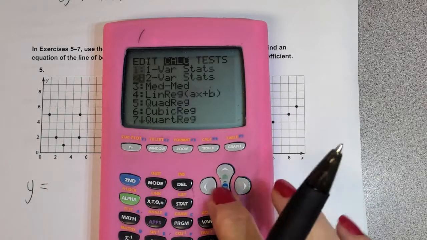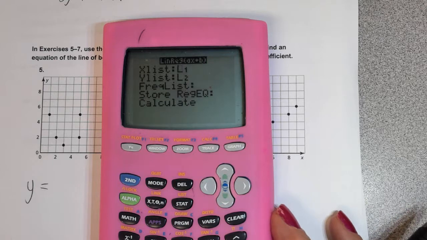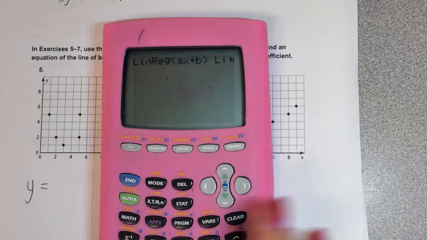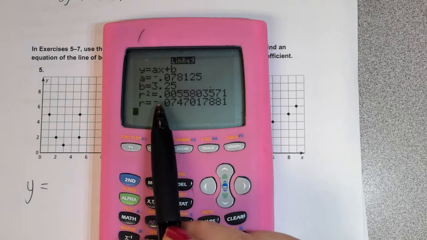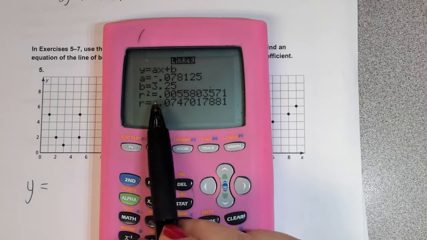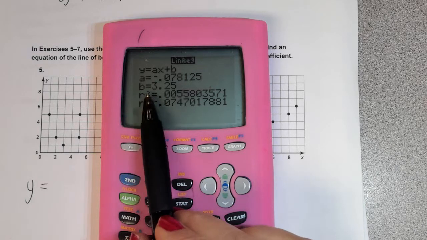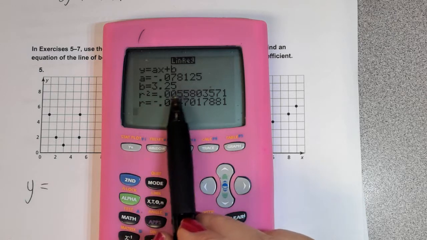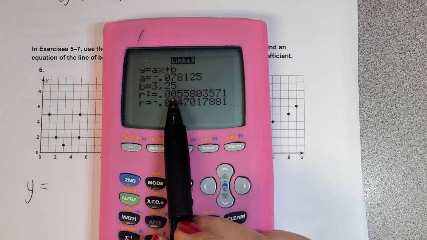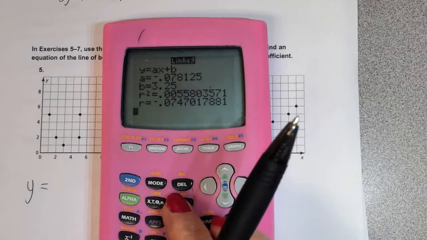Stat calc. I'm just going back to this real quick. See how this R is a negative? All that's telling me is that the slope is negative. I really look at this correlation coefficient. Is that closer to 0 or 1? 0. That means this is hardly linear at all. Watch if I did this.